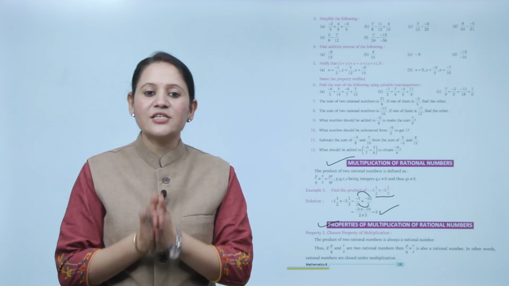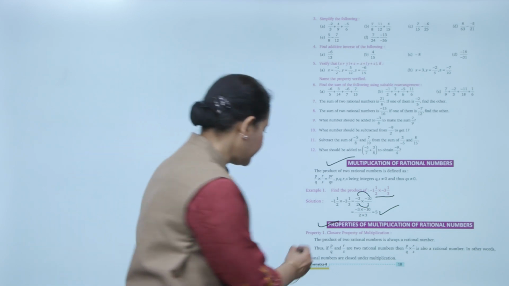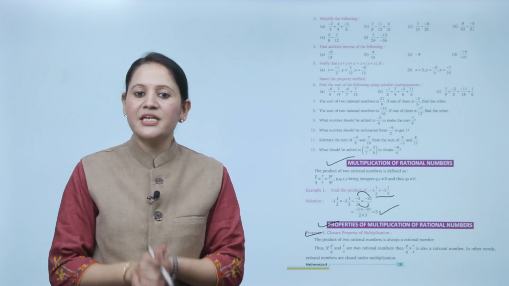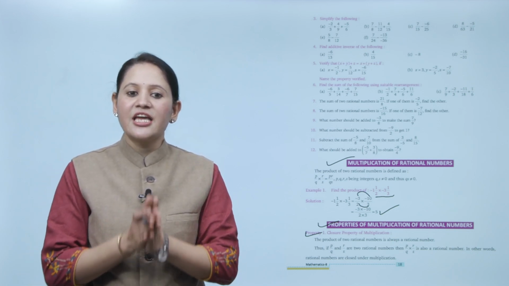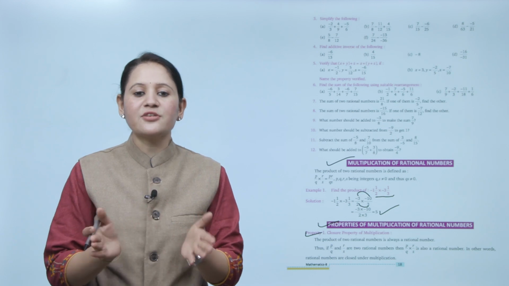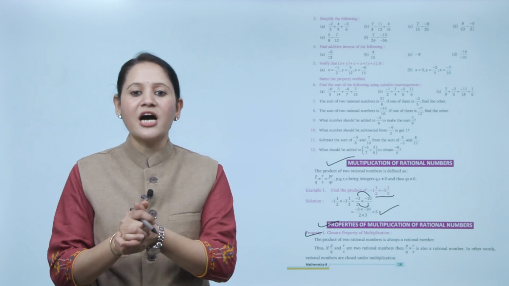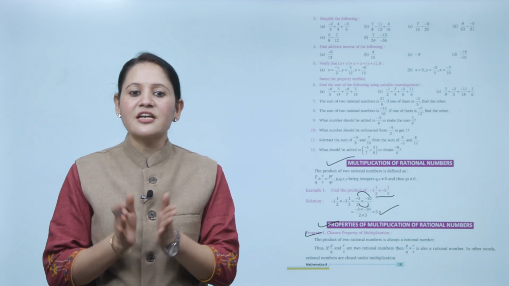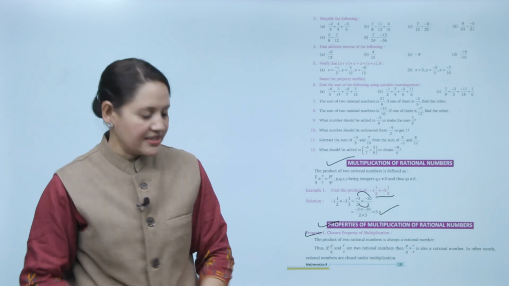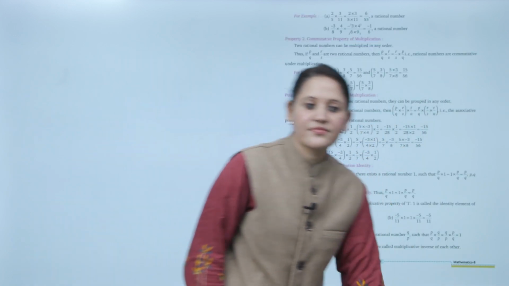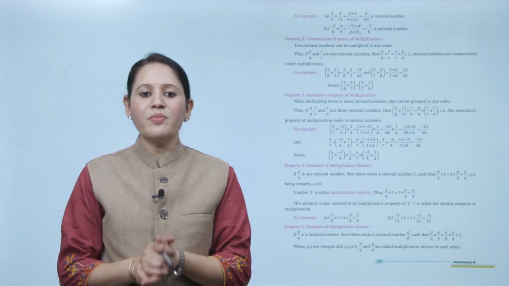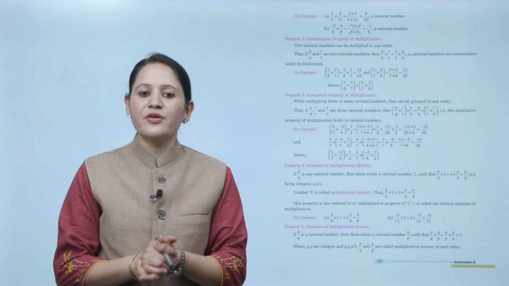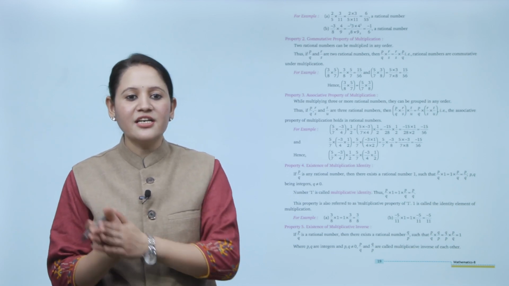Next is property of multiplication of rational numbers. First property is closure property of multiplication. The product of two rational numbers is always a rational number. Thus, if P upon Q and R upon S are two rational numbers, then P upon Q into R upon S is also a rational number. In other words, rational numbers are closed under multiplication. For example, 2 by 5 into 3 upon 11, that is 6 upon 55, that is also a rational number.